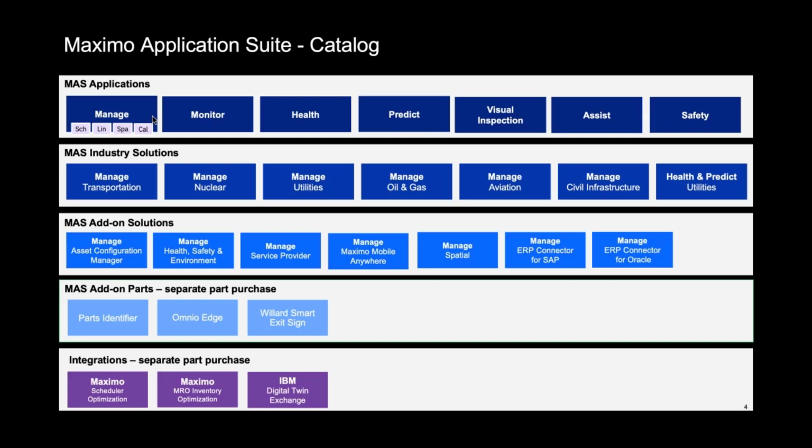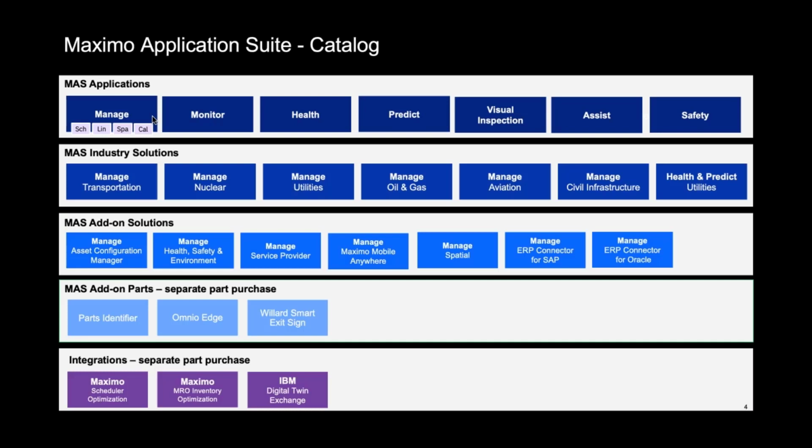As part of your catalog, when you go into the application suite, we also have identified certain solutions that can be utilized within the application suite, but they are a separate part purchase depending on the area that you want to dive deeper into. Parts Identifier is consistent with Assist. It helps you identify the assets you are on. We have Omnio Edge that is part of Monitor, and the Willard Smart Exit Sign, part of Safety, that you can utilize with that. We also have integrations. We have an integration to our scheduler optimization solution. We also have MRO inventory optimization and our digital twin.